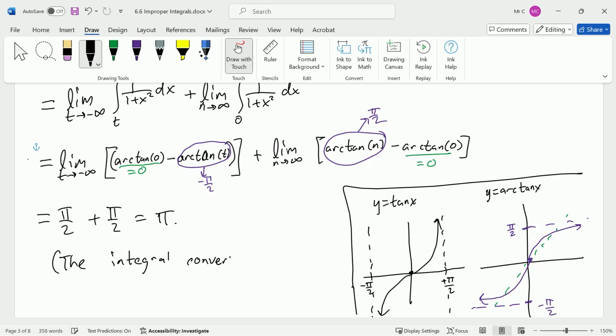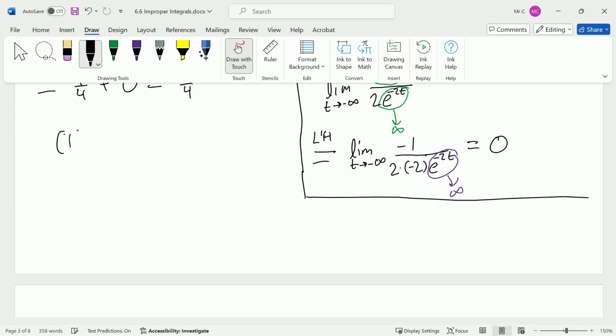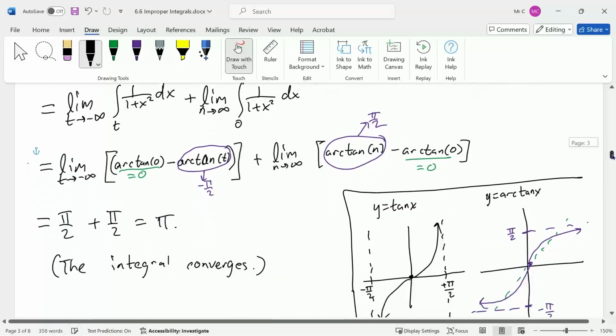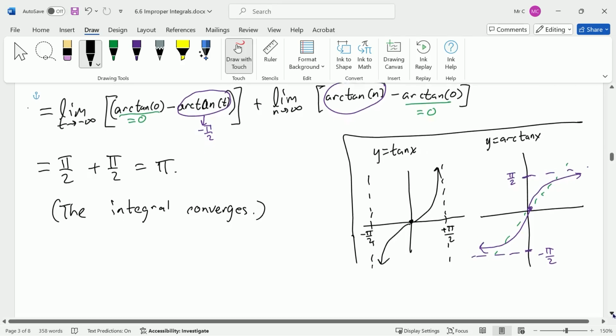In general, I do want students to make a habit of writing that every time, even though I think in the last example, I didn't specify that. I should have. Okay, moving on.